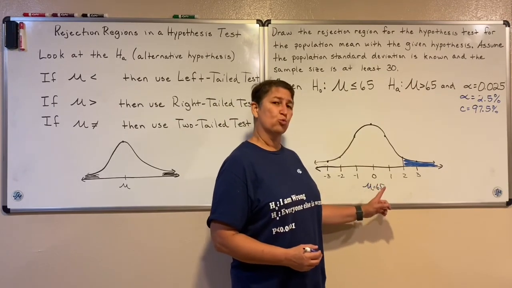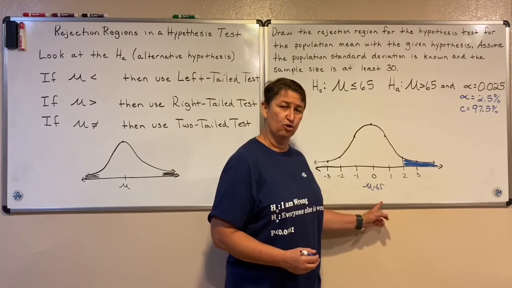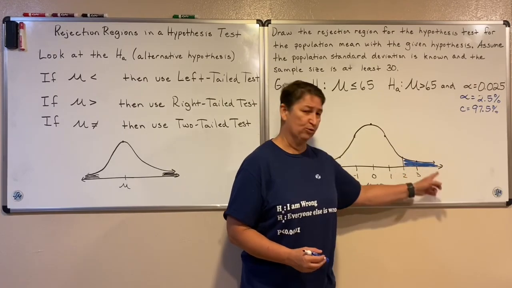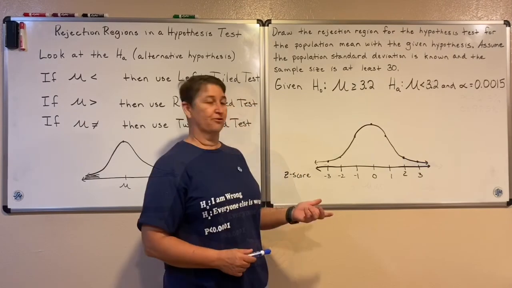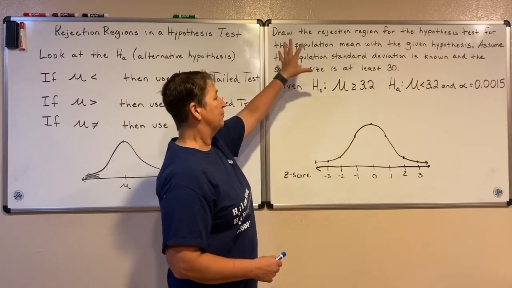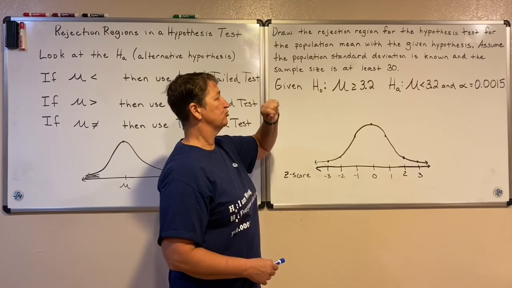Maybe we should reject that null hypothesis. So this is my rejection region. Let's look at another example. Here's another example, same setup. We're looking for the rejection region.